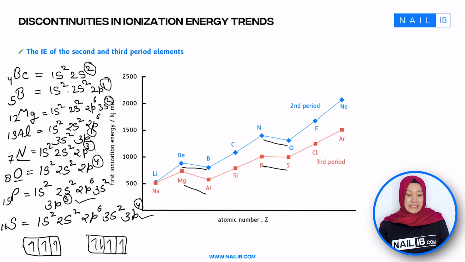So why is the ionization energy that is required to remove an electron from oxygen and sulfur less compared to N and P? Because this fourth electron here experiences repulsion because of the third electron, this one. So it's easier to remove, okay? So this is the reason why these discontinuities occur between the elements in group 15 and 16, because the repulsion.